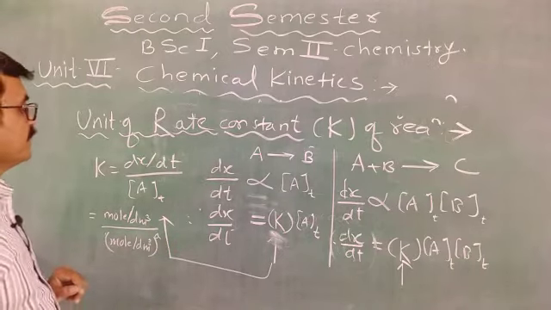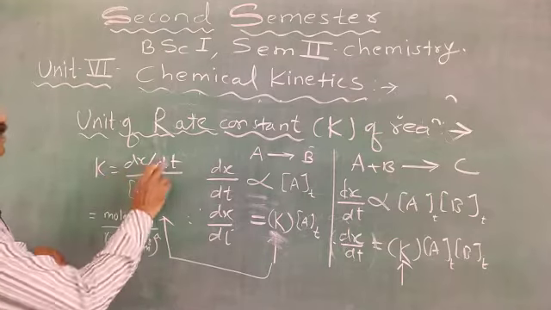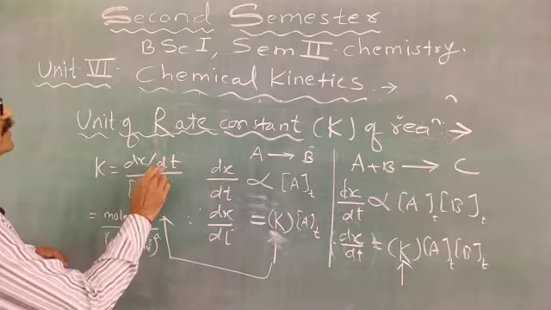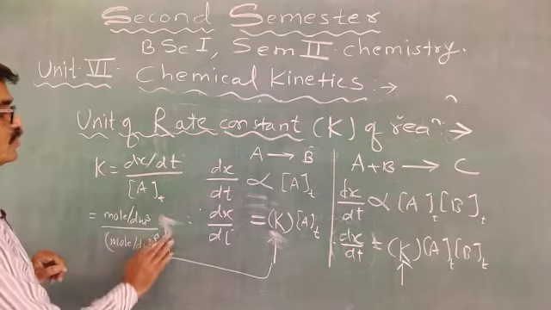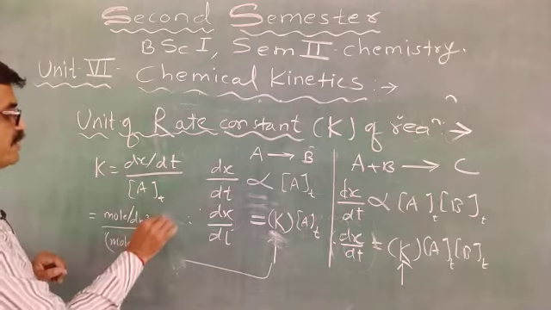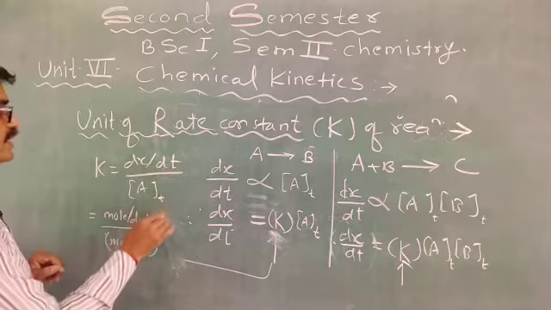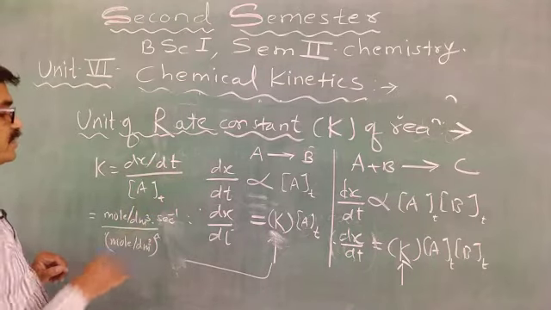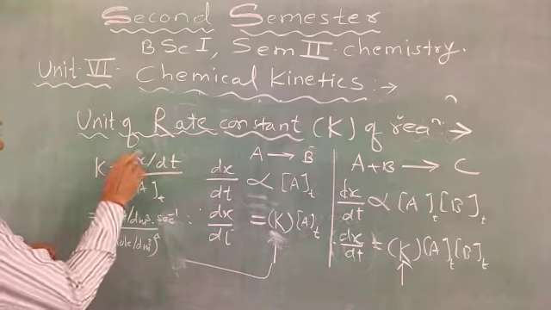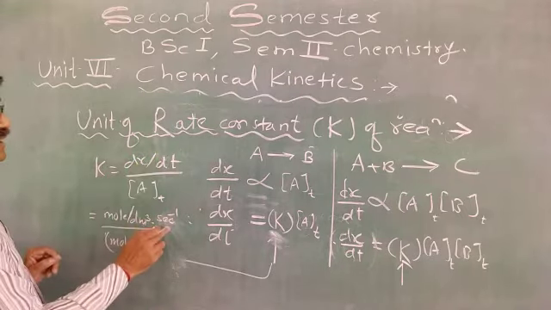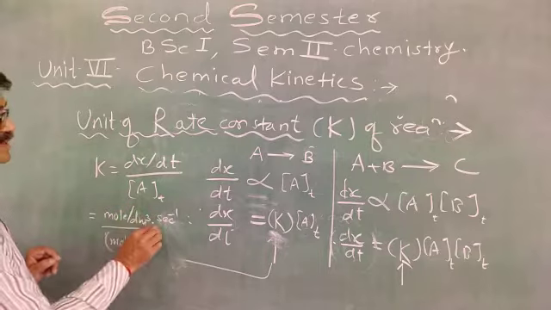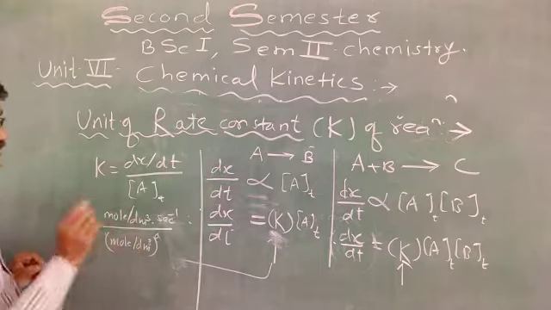Now, dt means time, and since t is in the denominator, it will be second inverse. This dx is nothing but the change in concentration, moles per dm cube. This dt means second, and 1 upon second means second inverse. That's why it will be in this way.